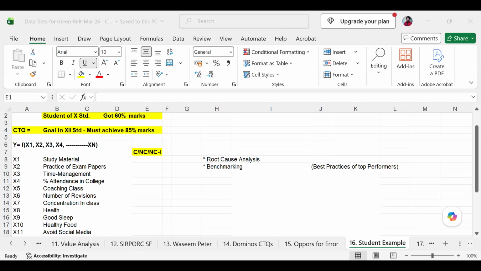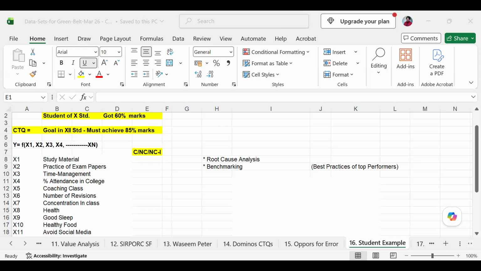So both are measurable. CTQ is measurable, CTPs are measurable. What are the measurable CTPs? Diet and exercise. So if we reduce the calorie intake, his weight will reduce. If we increase his exercise, his weight will reduce. So the CTQ is the Y, that is the weight, which is depending on the calories consumed and exercise.